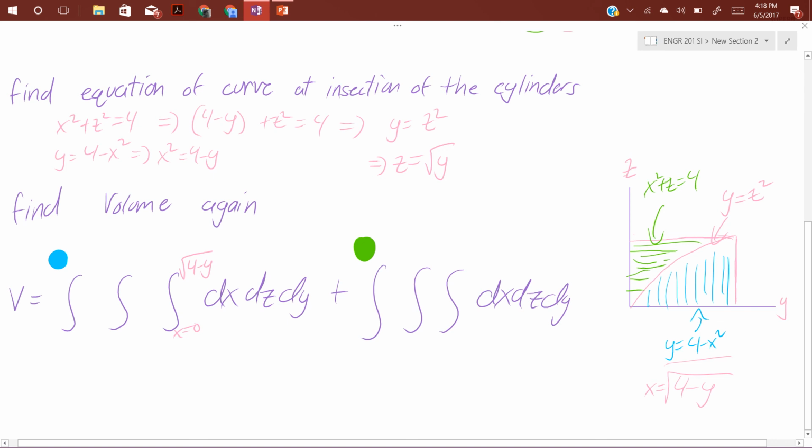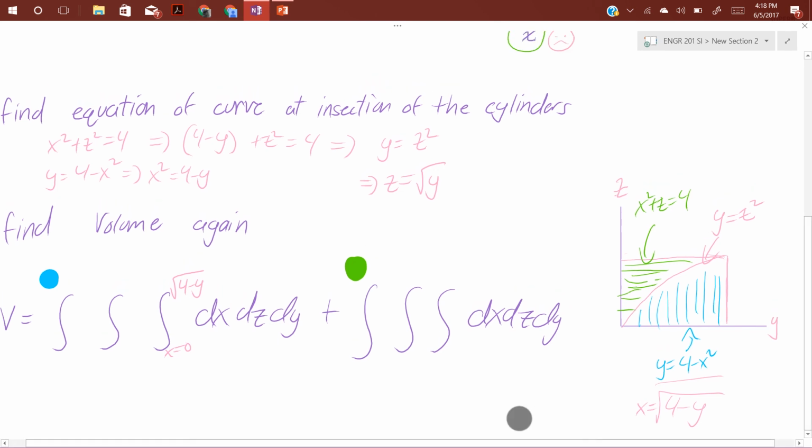Alright, so since we've done the x, now we can move on to the z. In the z, we look at this graph over here and project our arrow upward. Since we care about the blue region, we care about where we enter and where we exit the blue region. Since we enter the blue region at z equal to 0, we write z equal to 0 here. But we exit the blue region at y equals z squared, and we can rewrite this as the square root of y, since we went in terms of z.